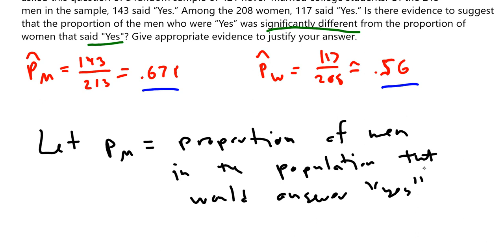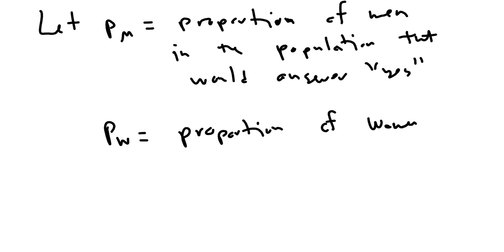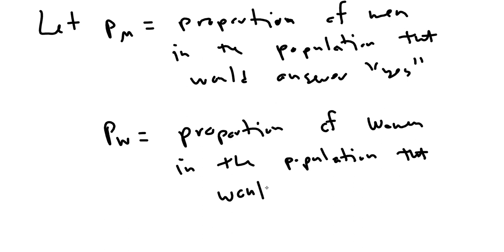And then similarly, you're going to say P sub w is going to be the proportion of women in the population that would answer yes. Okay, and so now it's time to actually state our hypotheses.